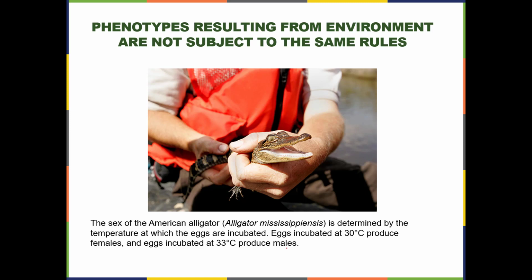There are plenty of phenotypes that are completely environmental. This one gives an example: the sex of an alligator is determined by the temperature of incubation of the eggs. So that characteristic would not be subject to natural selection because it's not genetically controlled.